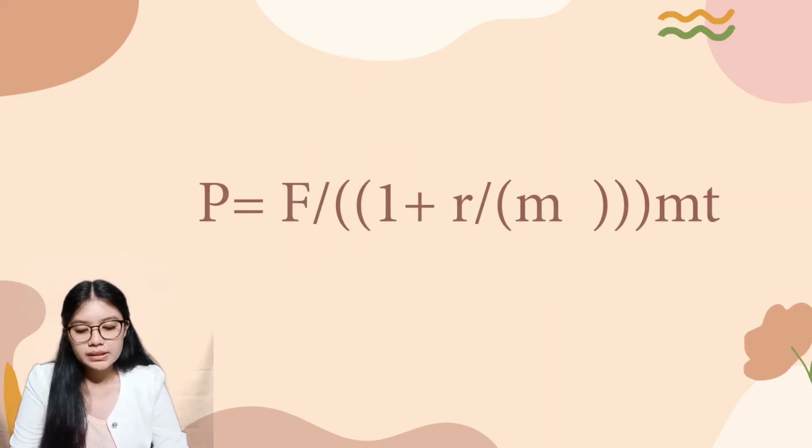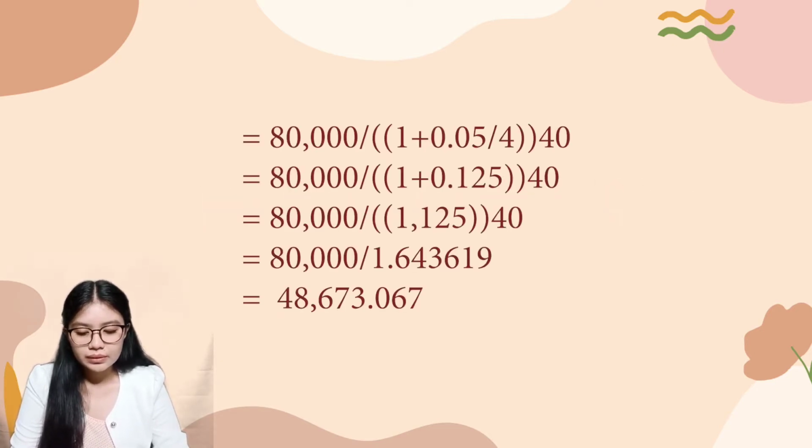And the formula is P equals F over (1 plus R over M) to the power of M multiplied by T, equals 80,000 over (1 plus 0.05 over 4) to the power of 4 multiplied by 10, equals 80,000 over (1 plus 0.0125) to the power of 40, and this equals 80,000 over 1.643619, equals 48,673.067. And that is all for my topic.